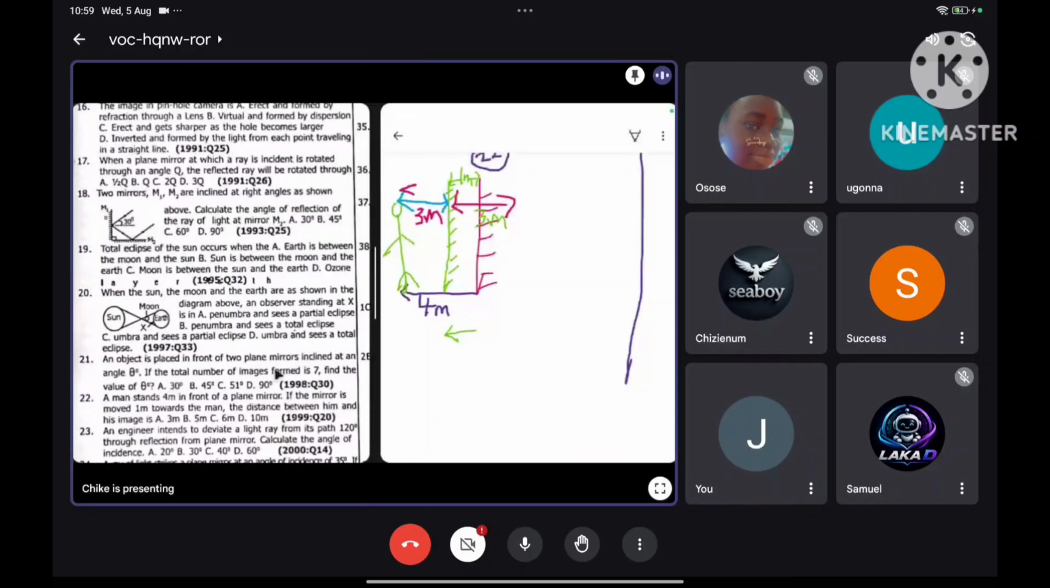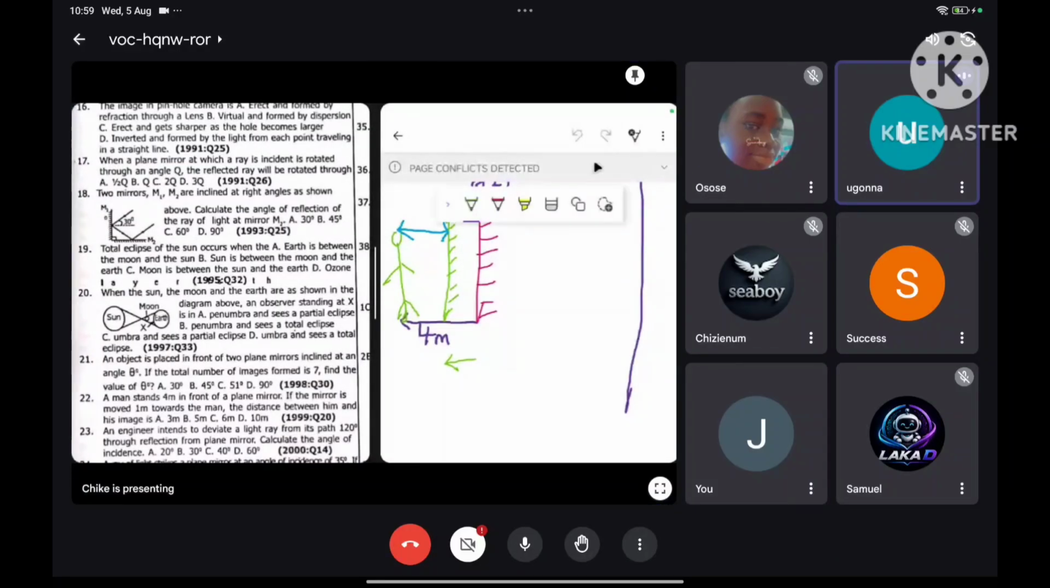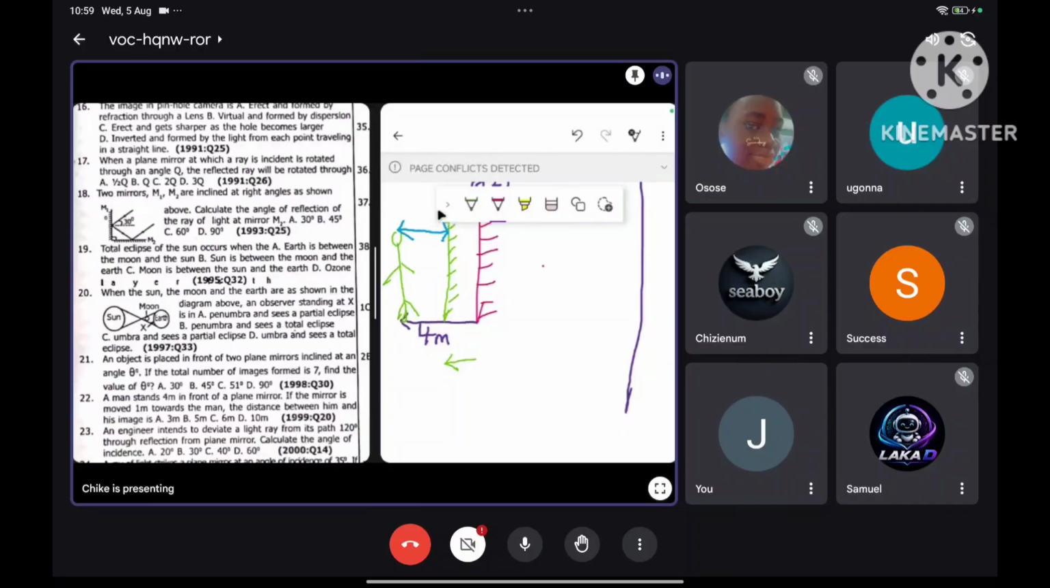Now I said that the 3 meters they gave here is a trap. And if you said 3 meters, that means you're falling for it. What they actually ask is, what is the distance between him, which is the man, and his image? Now, what you said, which is correct by the way, 6 meters. Exactly. So that's the correct answer.